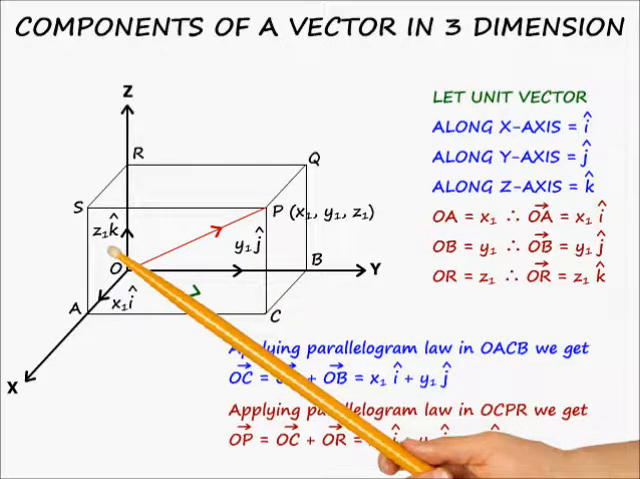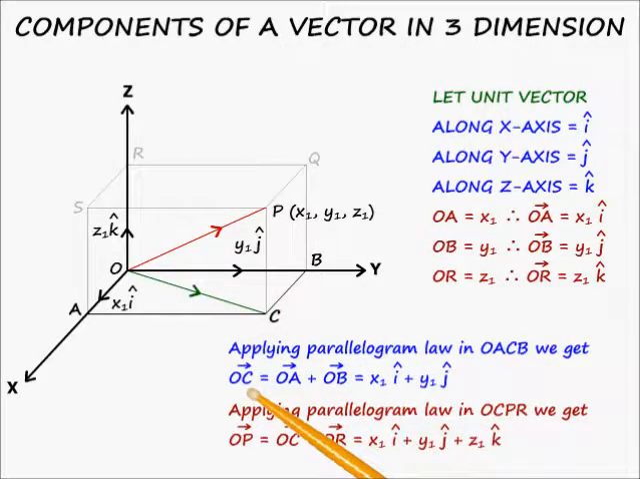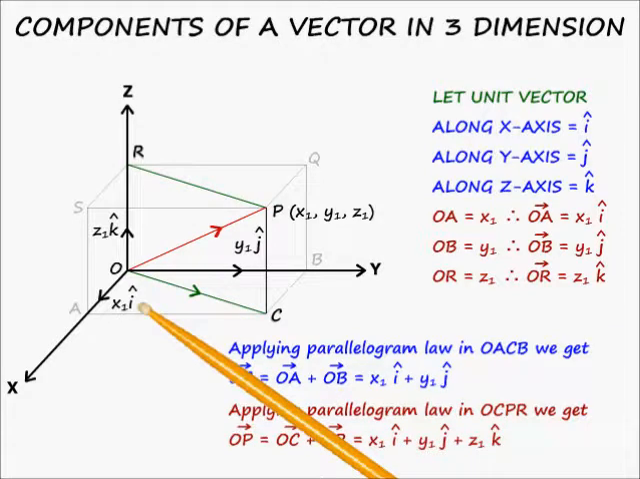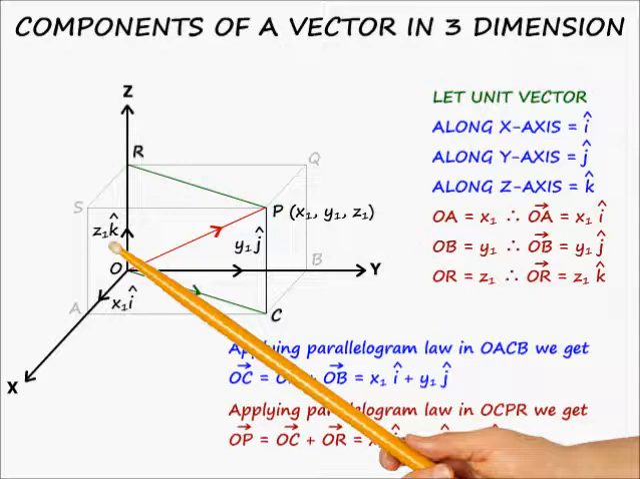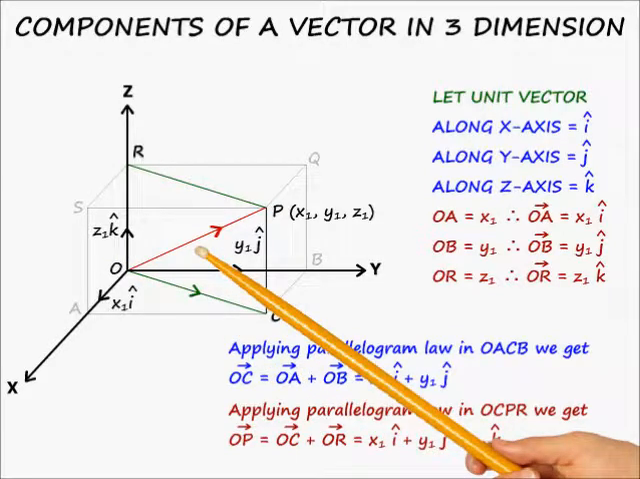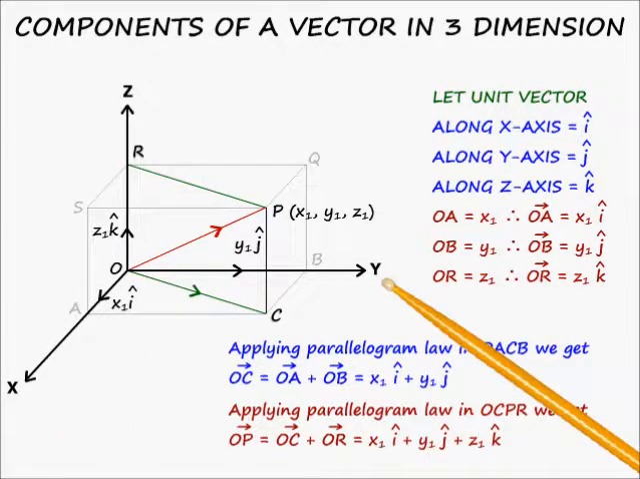Now OC is equal to OA plus OB, or OC is equal to x1 i cap plus y1 j cap. Also OP is equal to OC plus OR. Therefore OP is equal to x1 i cap plus y1 j cap plus z1 k cap. Here x1 i cap, y1 j cap, and z1 k cap are called the components of vector OP along the x-axis, y-axis, and z-axis respectively.